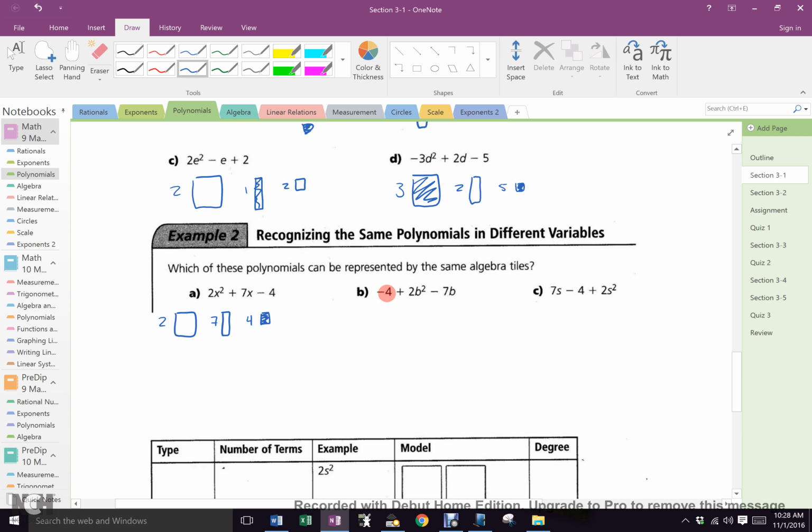Now, what about this one? How would I draw this first term? 4 little colored guys, yeah? How would I do this guy? 2 big guys, colored or not? And how would I do this guy? 7 bars, colored or not? Shaded. Excellent. What about this guy? How would I do the first one? 7 bars. Shaded or not? How do I do this guy? 4 little guys. And how do I do this guy? 2 big ones.